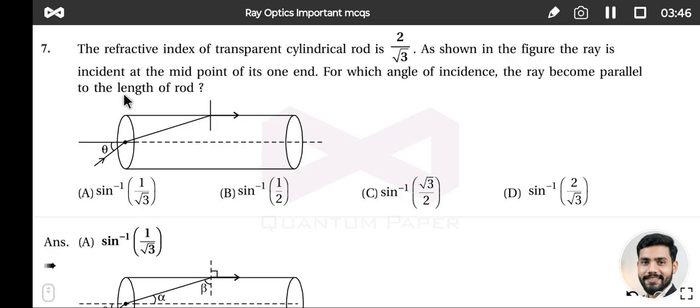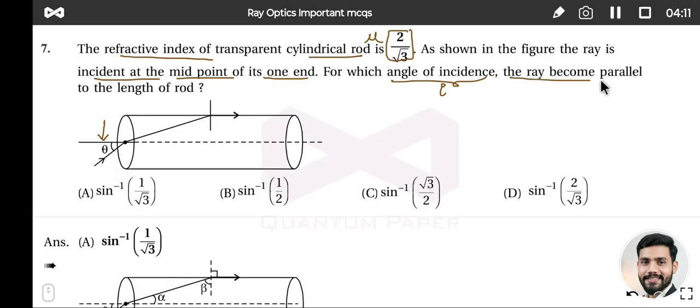So this is a very interesting question from Snell's law. Given that the refractive index of the transparent cylinder rod is 2 upon root 3. The refractive index mu is given, and the figure is also given. The question is, a ray is incident at the midpoint of one of the ends. For which angle of incidence, which is given here as theta, does the ray become parallel to the end of the rod? Like this here. Parallel to the rod means the refraction is 90 degree here. So we have to find out this theta, that is our aim.